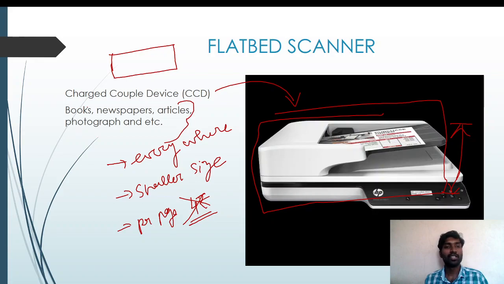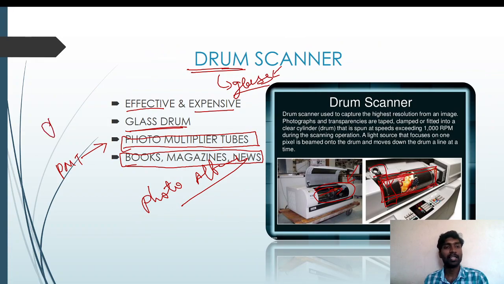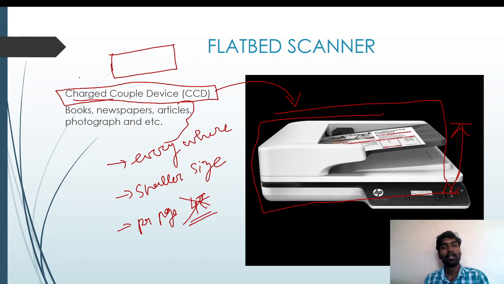Okay, it is using charged couple device. This is all of the technology. Drum scanner uses PMT. Drum scanner uses what? PMT technology, photo multiplier tube, and flatbed scanner uses CCD, charged couple device.